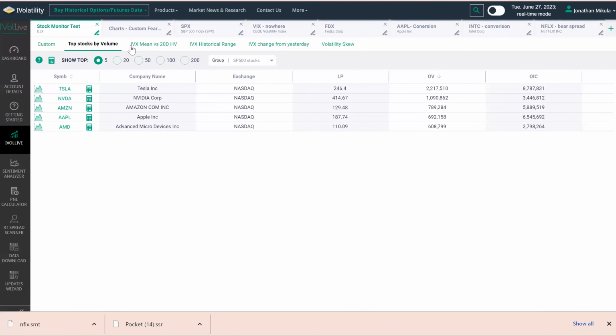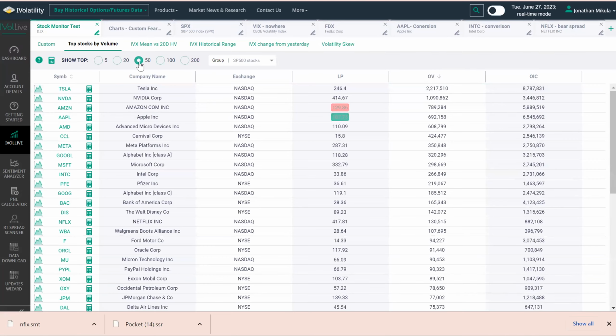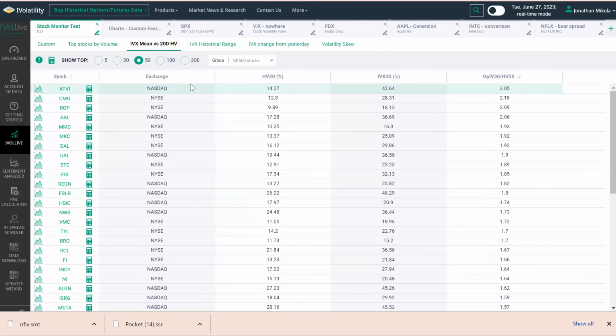these preset scans, top stocks by volume, right? Which is running the scan on where the action is within a certain grouping, right? This is S&P, you can show 20, 50, however many results you want to view. Then you have the implied volatility mean versus 20-day historical volatility, right? So this is showing past HV20 versus future IVX30. So you could say, wow, this looks interesting.